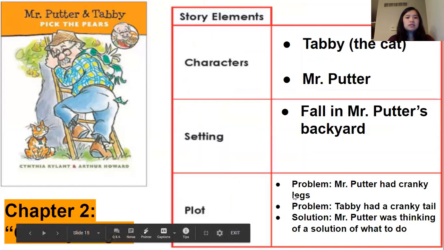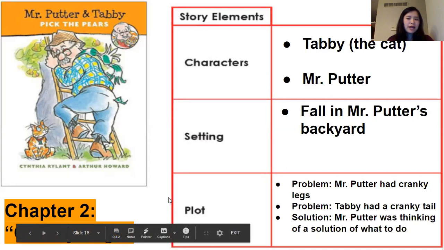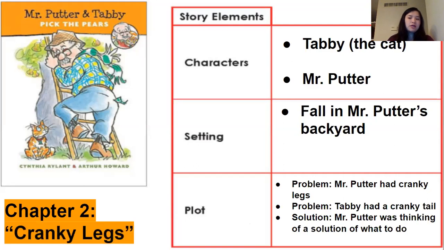So with this chart, we have it where the story elements, characters are Tabby the cat and Mr. Putter. The setting, we are still in the season of fall and we are in Mr. Putter's backyard. And the plot, problem, Mr. Putter had cranky legs. The problem also is that Tabby had a cranky tail. The solution is that Mr. Putter was thinking of a solution of what to do.